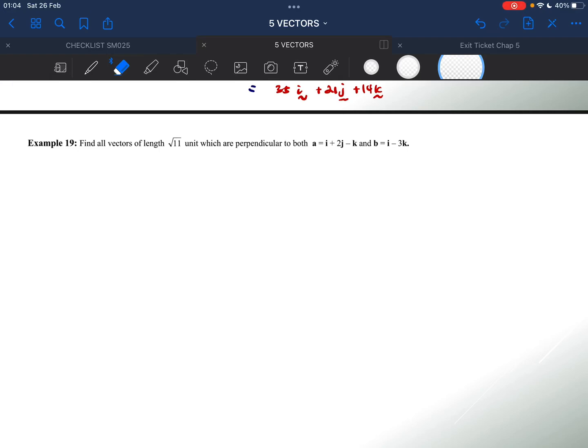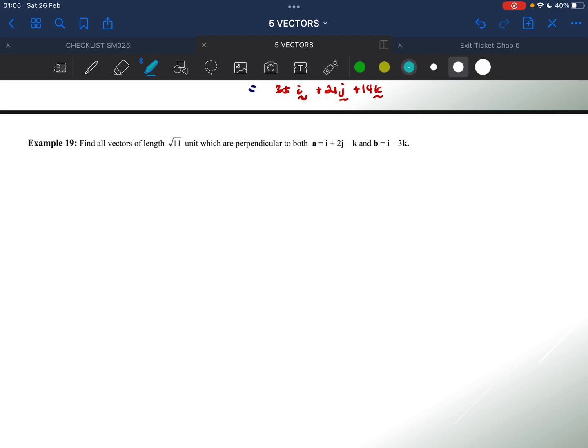Okay, so let's now see how to use a unit vector that is perpendicular to vectors A and B. As you know, the formula is u hat equals u over the magnitude. Your u here has to be the cross product. From example 19 here, the question asks us to find all vectors of length square root 11 units which are perpendicular to both A and B.